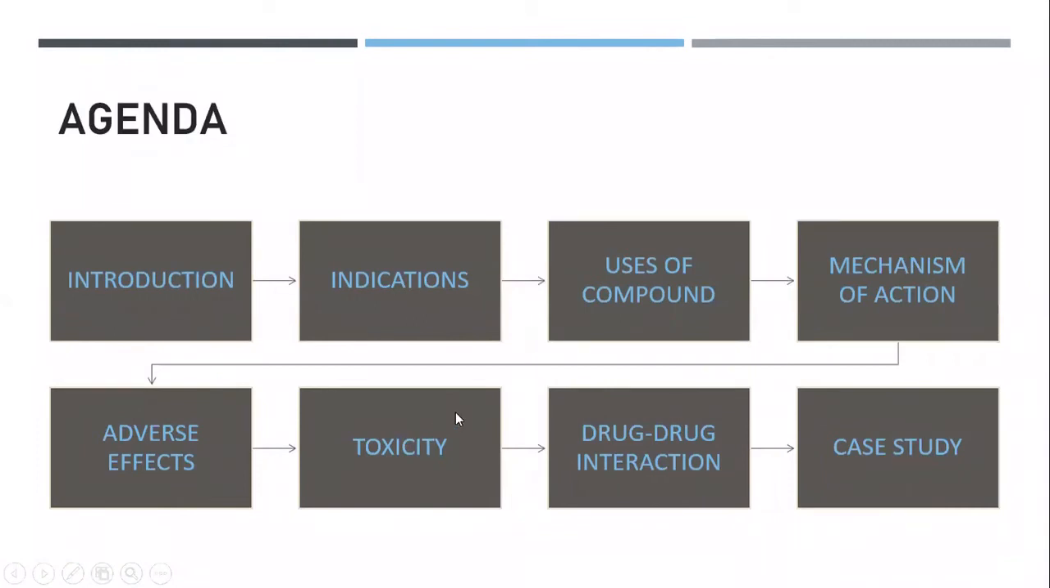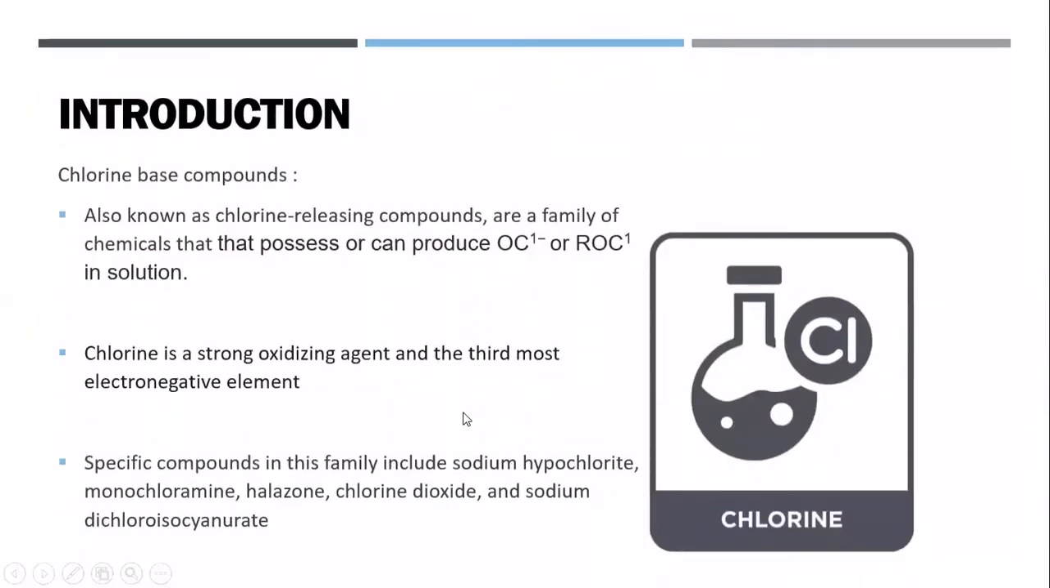Here is my agenda, and I'm starting with the introduction. Chlorine based compounds are basically known as chlorine releasing compounds, and they belong to a family of chemicals that possess or can produce OCl- or HOCl in solution. Chlorine is a strong oxidizing agent and the third most electronegative element. Specific compounds in this family include sodium hypochlorite, monochloramine, halazone, chlorine dioxide, and sodium dichloroisocyanurate.